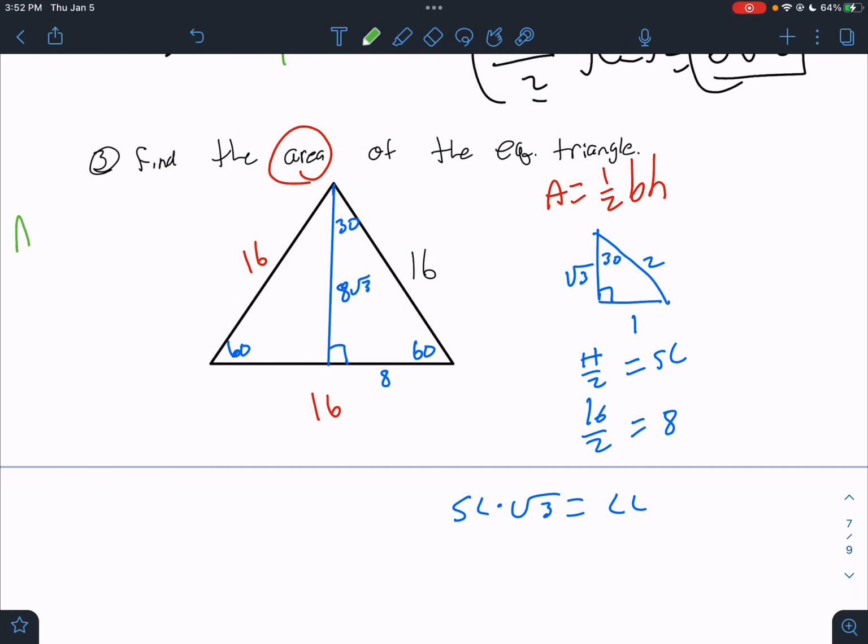So the area would equal 1/2 times the base, which would be 16. We're talking about the base of the original triangle, 16, times the height we just got. Drop it like it's height. 8 root 3. So the area would equal 1/2 of 16. That's 8. 8 times 8 is 64 root 3.